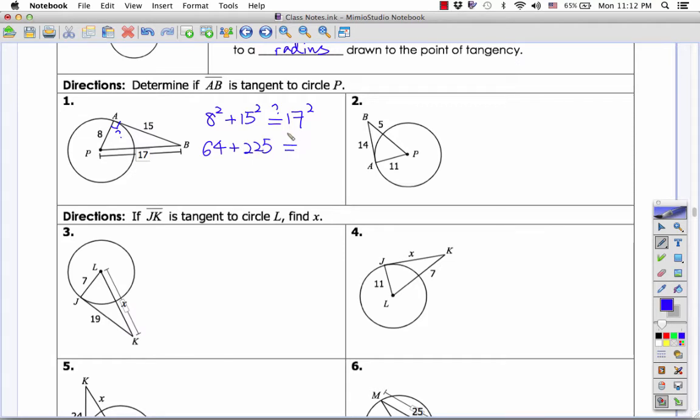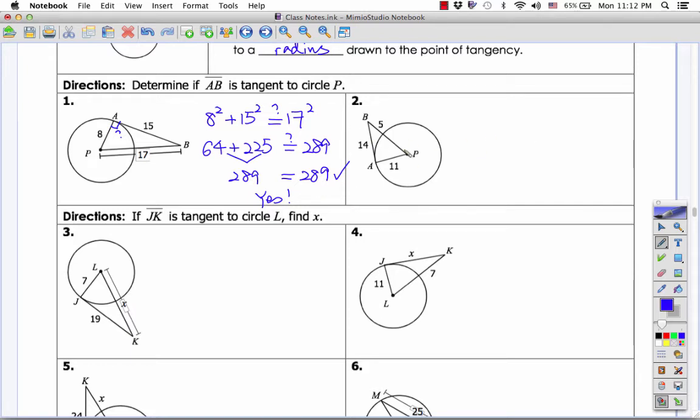And on the right-hand side, I should have 289. Now, if I do my addition here, I have 289 on the left-hand side, and I have 289 on the right-hand side as well. Therefore, this checks out. So yes, AB is tangent to P.